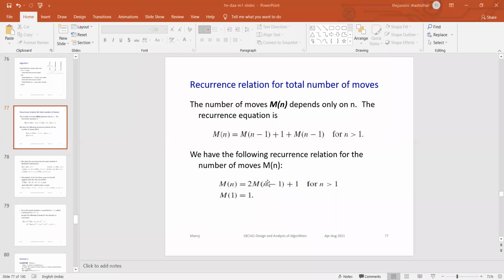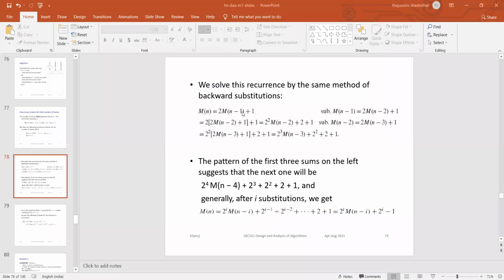Now you have to solve. So come for the solving. So when you come, you just substitute. For n, they have put what? N minus 1.